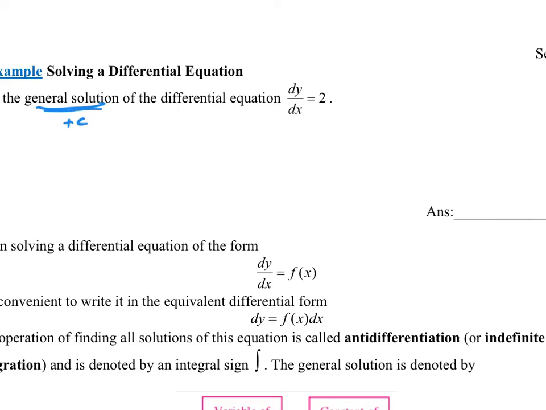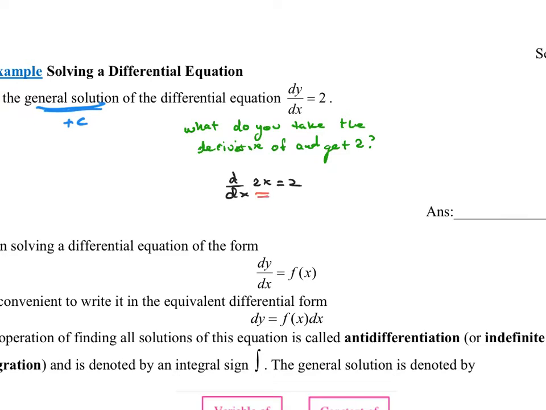So what are they saying here? They're saying, what do you take the derivative of and get 2? I'm going to write this down. So you might start thinking about that, and we might notice that the derivative with respect to x of 2x equals 2. So that means you take the derivative of 2x, you get 2.